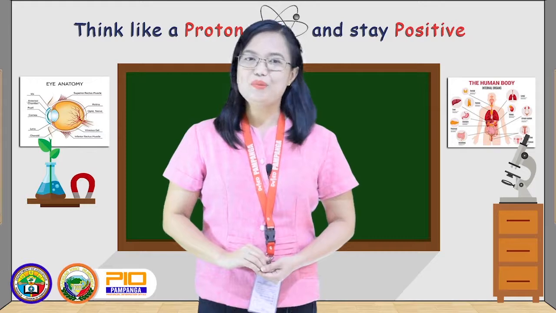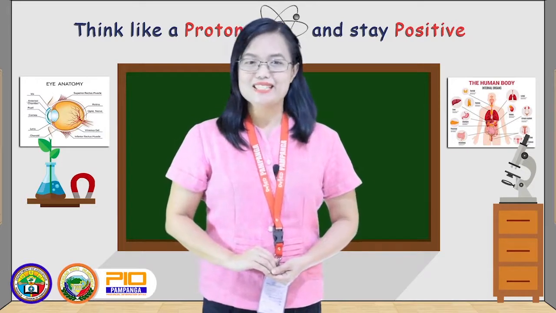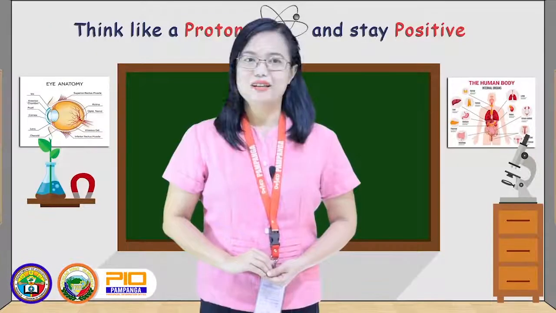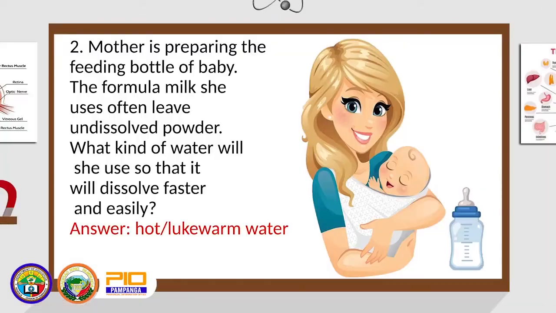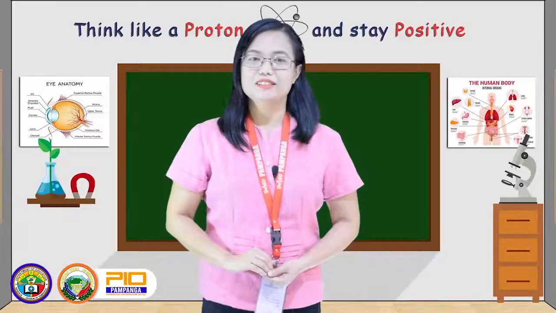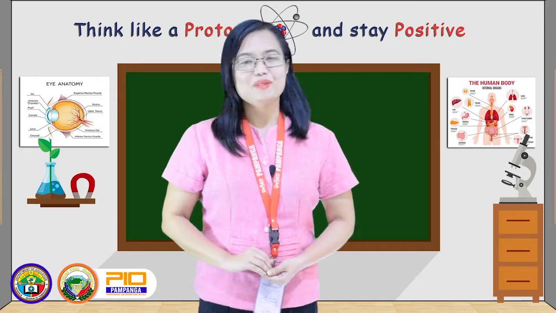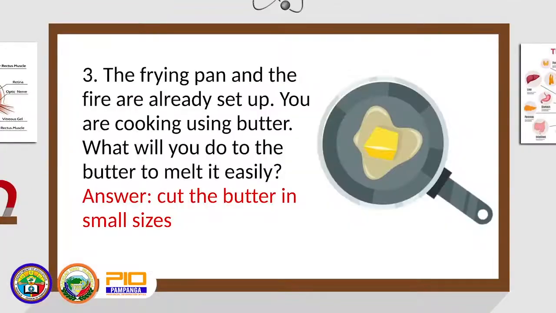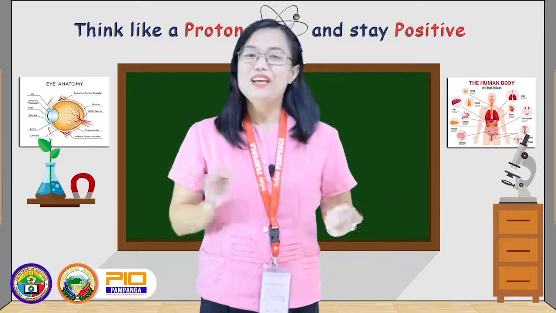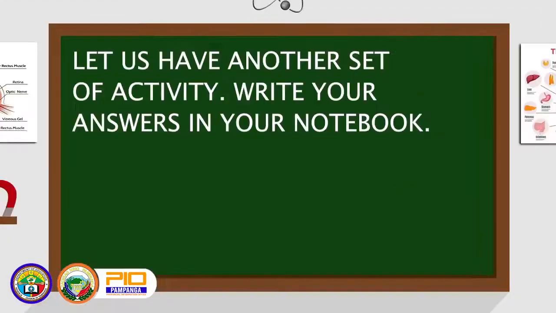For item number 1, the answer is stir the mixture. For item number 2, hot or lukewarm water. And lastly, item number 3, cut the butter in small sizes. Well done! If you hit a perfect score, let us have another set of activity.